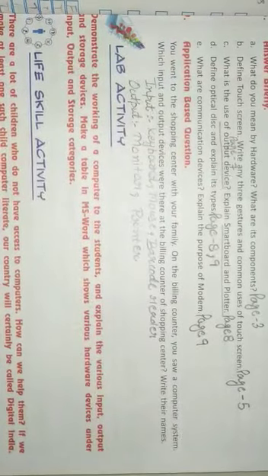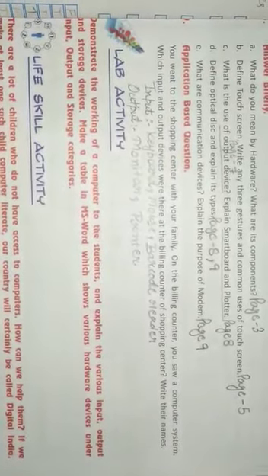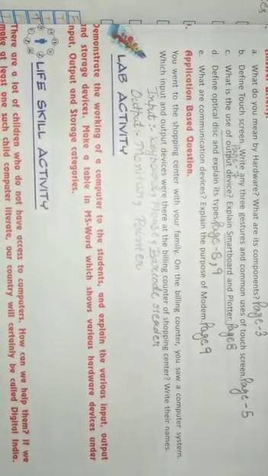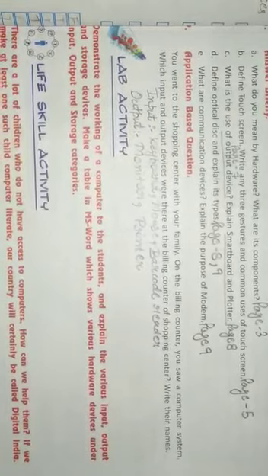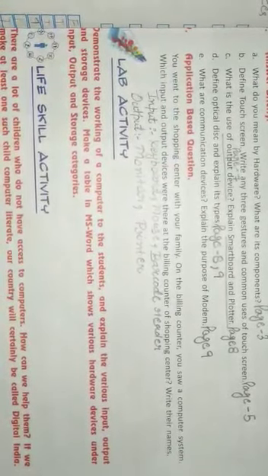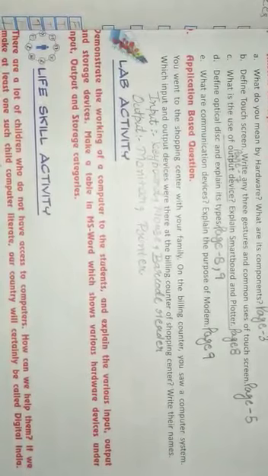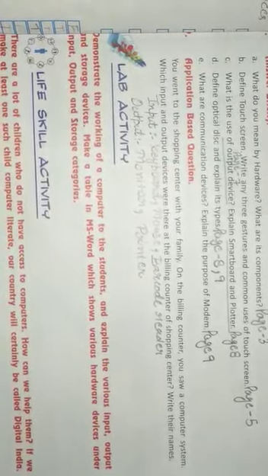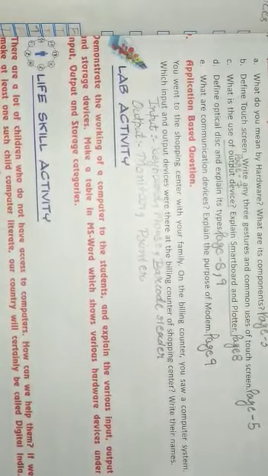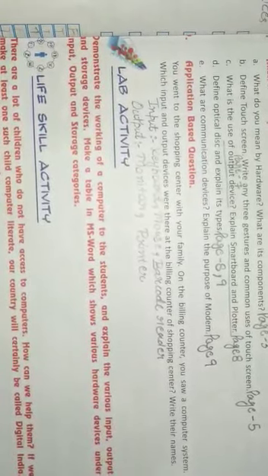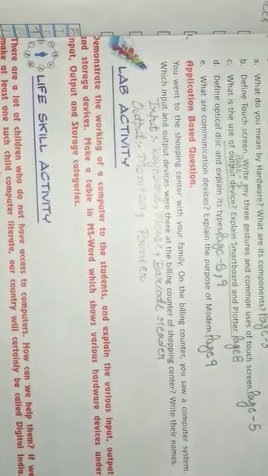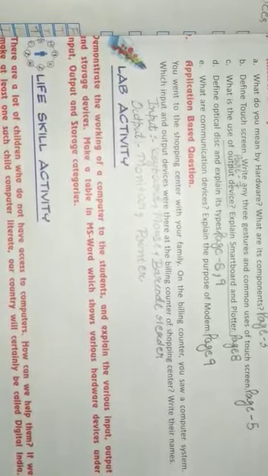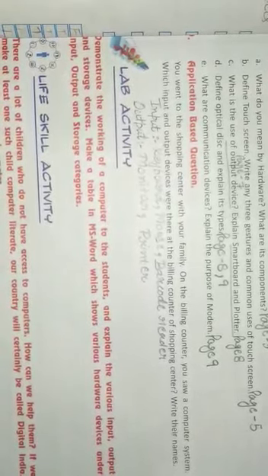Now part 9, application based question. You went to the shopping center with your family. On the billing counter, you saw a computer system. Which input and output devices were there at the billing counter of the shopping center? Write their names. I hope you all are familiar with it. Whenever you go to the shopping center with your family, on the billing counter, you see a keyboard, mouse, barcode reader, monitor, printer.